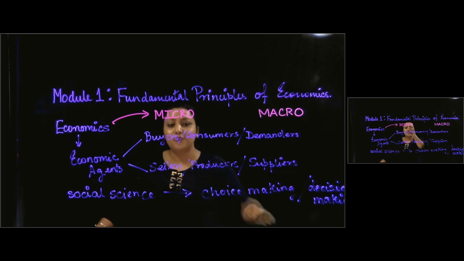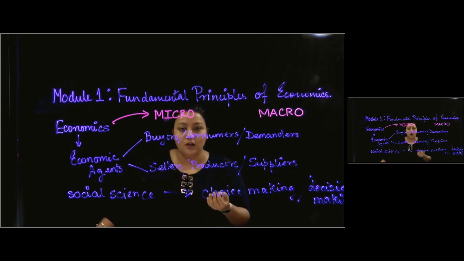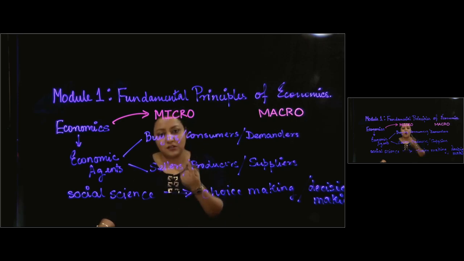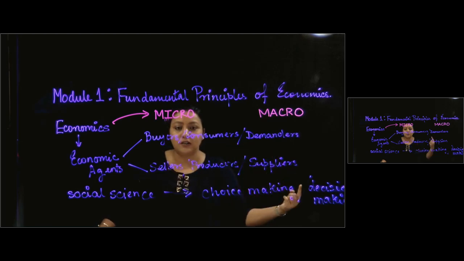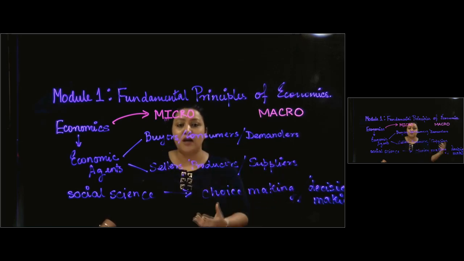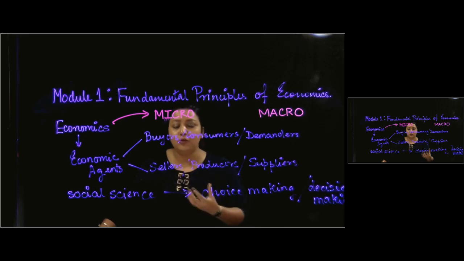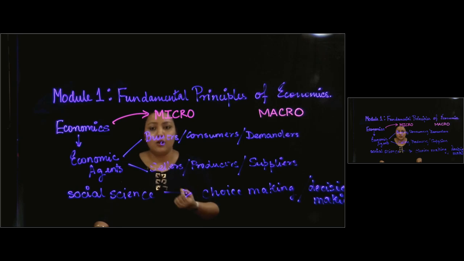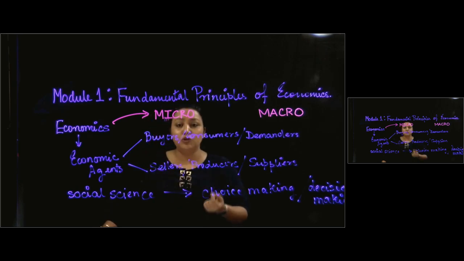So micro, as the very name suggests, it means small. So in microeconomics, we are looking at decision making of the smallest unit of the society, which is basically an individual, right? So if I look at the decision making of one person, right, that is microeconomics. Or if I look at what is happening in the market for one particular commodity, that comes under the premise of microeconomics. So microeconomics is basically looking at the decision-making process at the level of the smallest unit of society, which could be an individual.